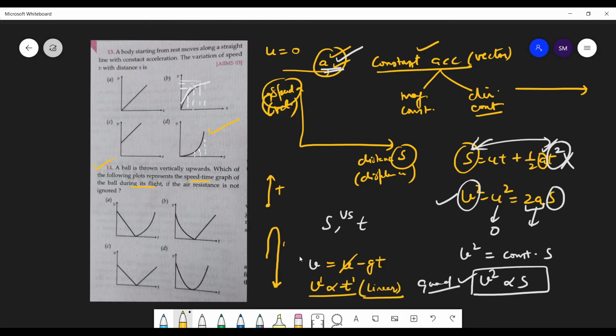So again, now what's the relation? See, relation between displacement and time is parabolic. Try to understand. You have to see the relation here between velocity and time. So will it be linear or will it be parabolic? So here the relation is between v and t, not s and t, okay? Again it will be linear.